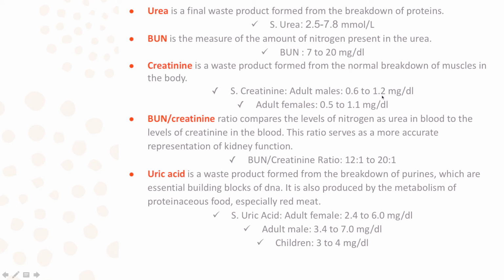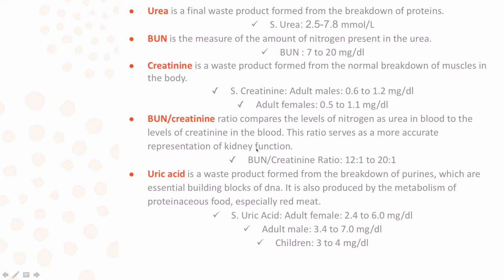Then creatinine. Creatinine is a waste product formed from the normal breakdown of muscles in the body. Normal levels are 0.6 to 1.2, and they are very sensitive. Even 0.2 above the normal is considered diseased. The values are very strict, 0.6 to 1.2, that is double of 6, 12.